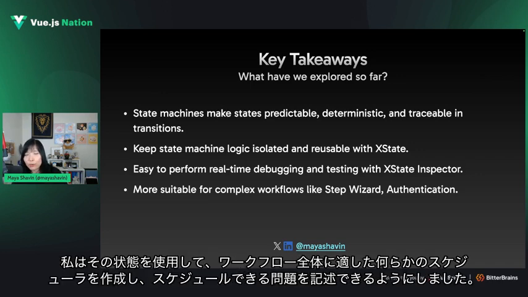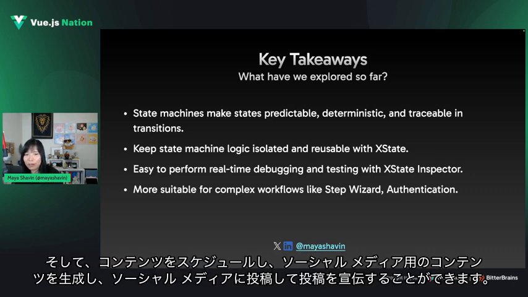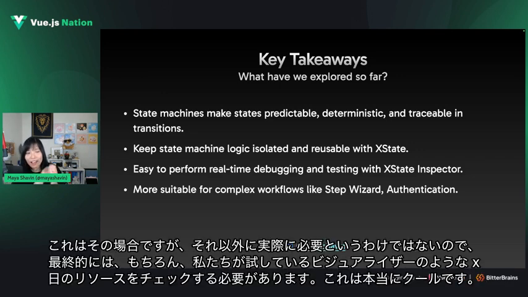I've been using XState to create some sort of scheduler for my whole blog post workflow. So I can write a blog post, I can schedule it, and then I can schedule the content, generate the content for social media, and post it on social media to promote my post. This is the case for that. Other than that, you don't really need it.